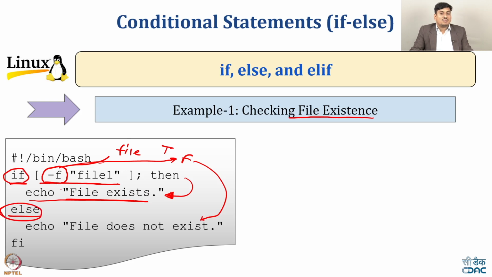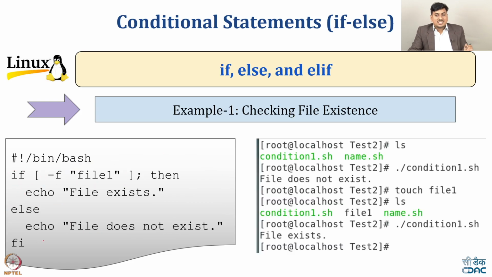You are just checking one condition, the existence of the file. This combination will give you a binary output, true or false. If this condition is true, then execute this section of the code and exit, otherwise execute this other section of the code. Just see the program.